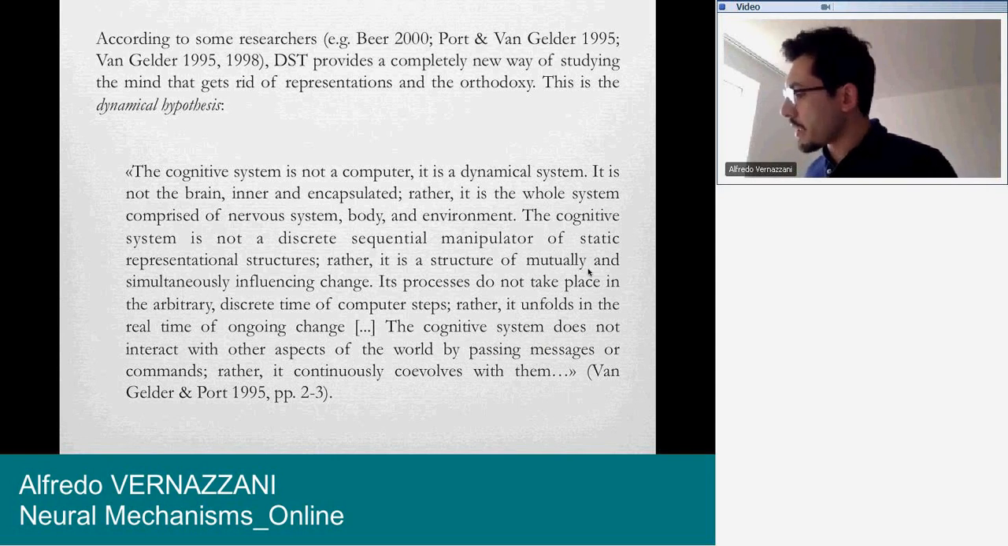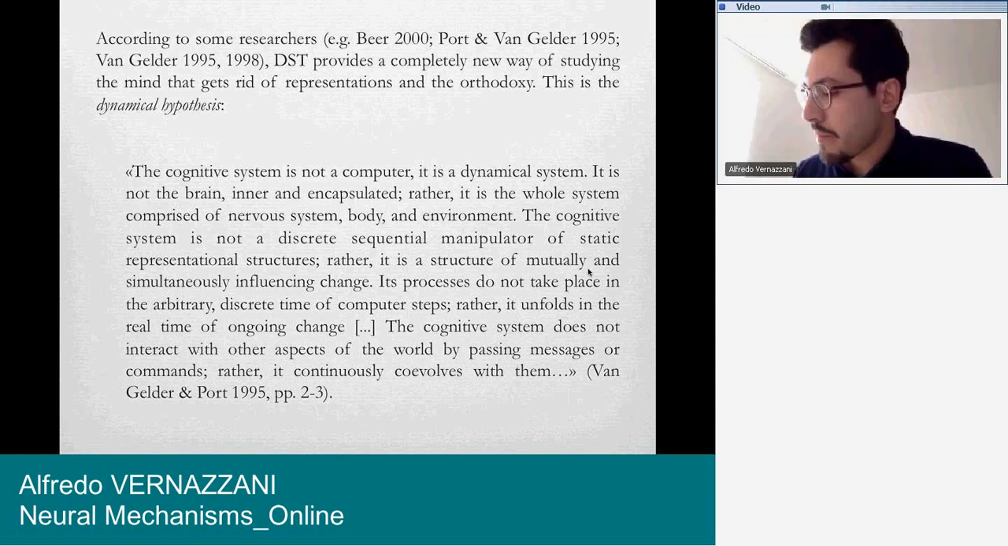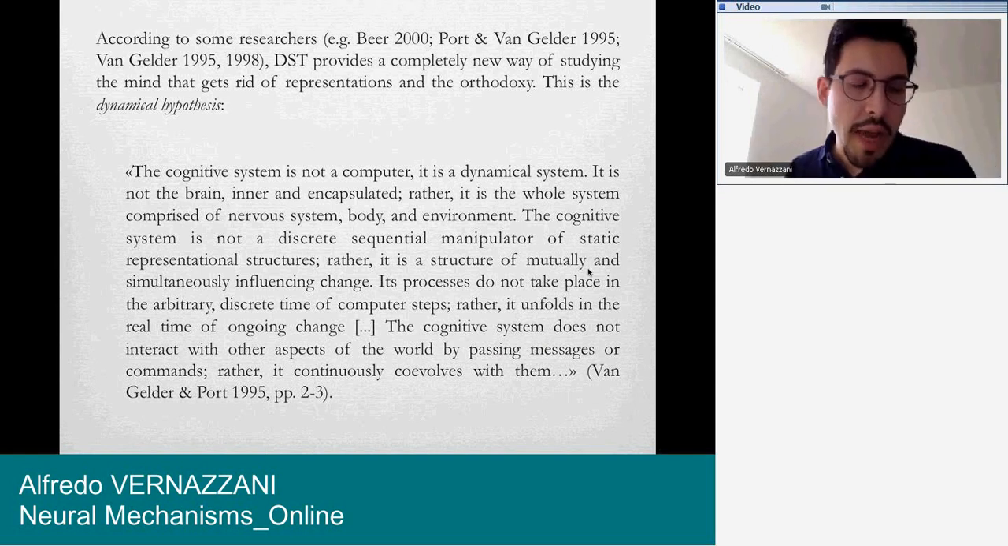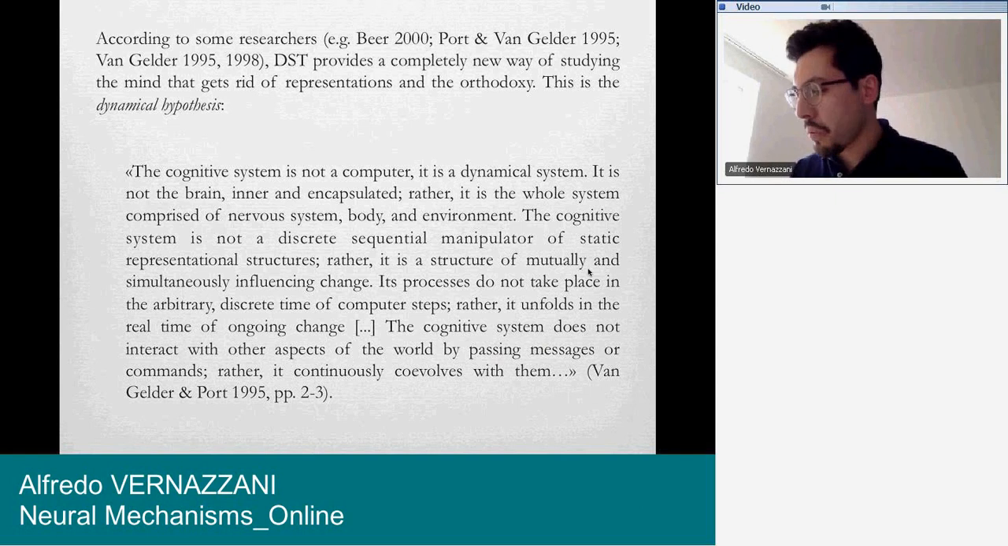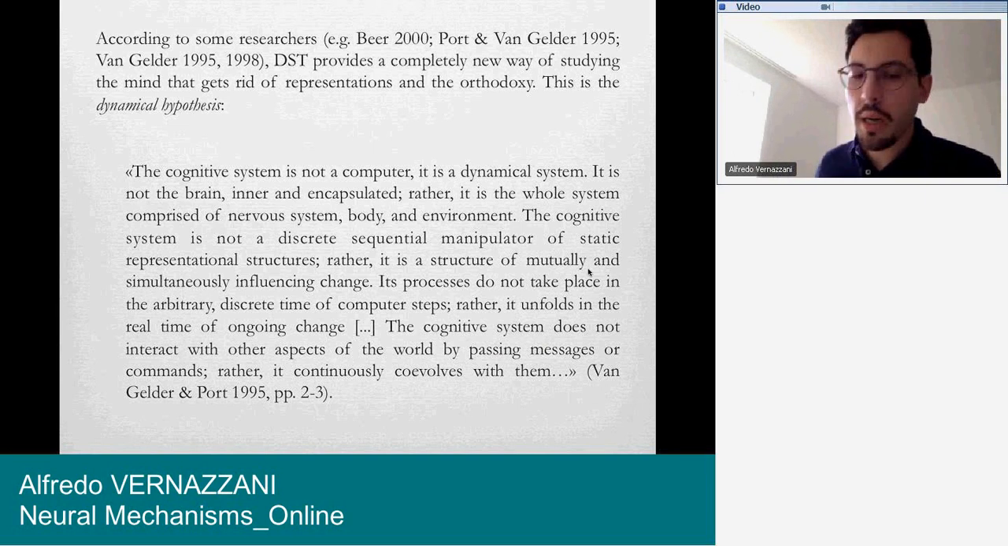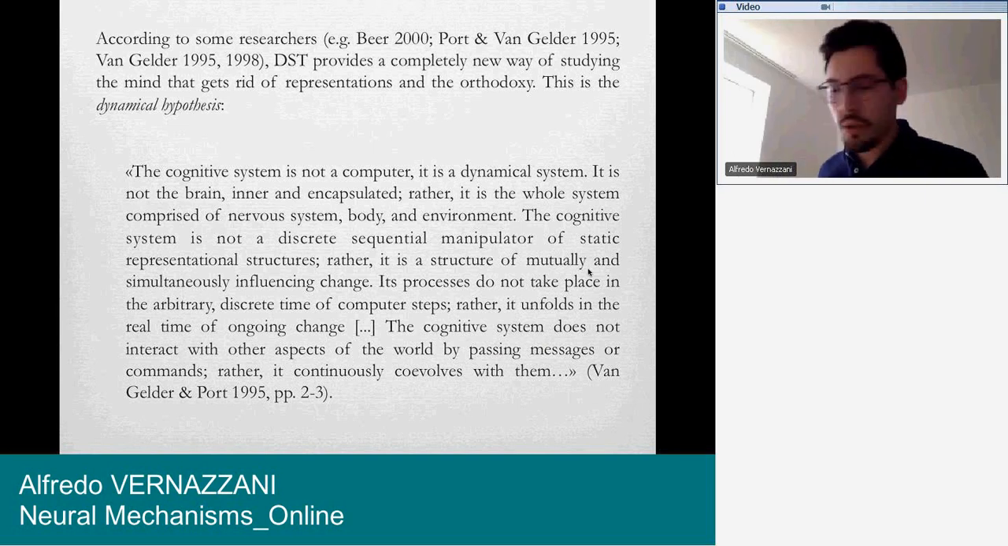Their claim is that using dynamic system theory, we can get rid of a number of assumptions, erroneous according to their opinion, made by the orthodoxy. They reject the full representations, they reject a way of studying the mind, in short. The following passage is meant to enucleate different theses that I'm going to single out.